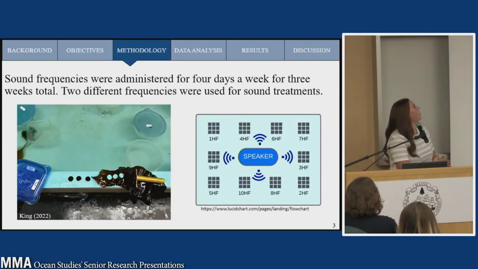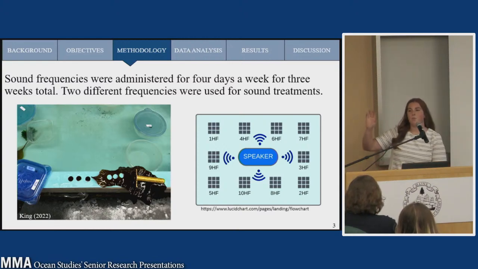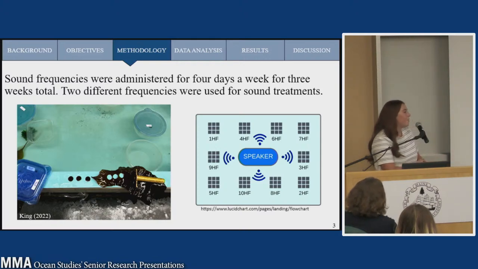So for my methodology, for my experiment, I did this all down at the waterfront in Andrews Hall Flowing Seawater Lab. I first started off by collecting 10 blades of kelp off the Maine Maritime Academy waterfront docks, and I got similarly sized blades of kelp as much as I could. And then I took them back to the flowing seawater table where they were kept when they weren't in their sound treatments.